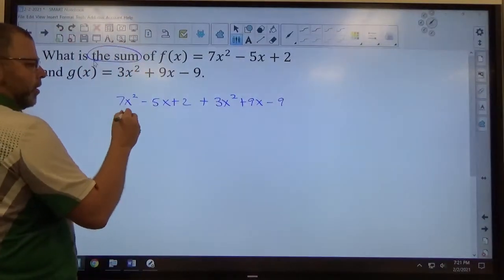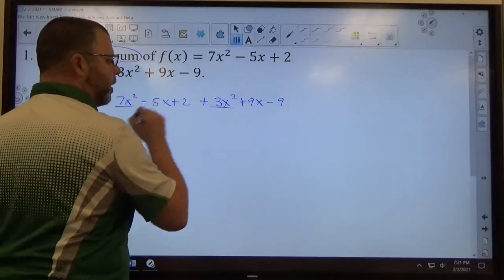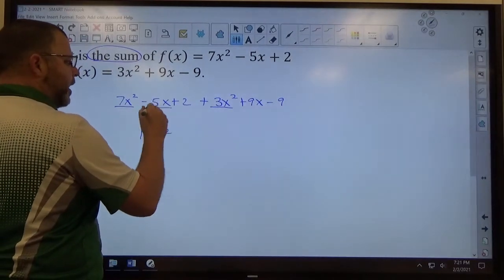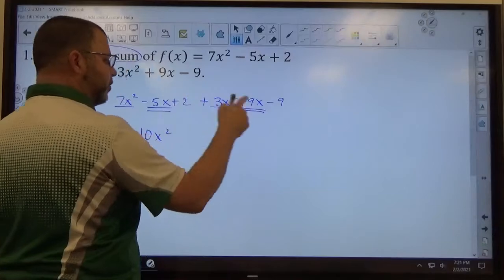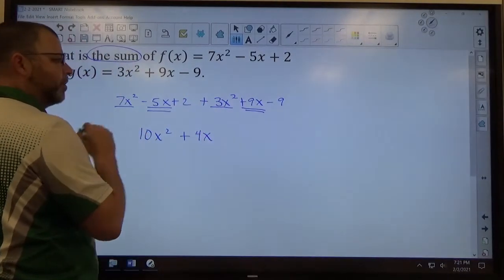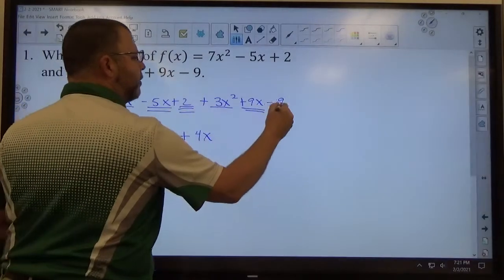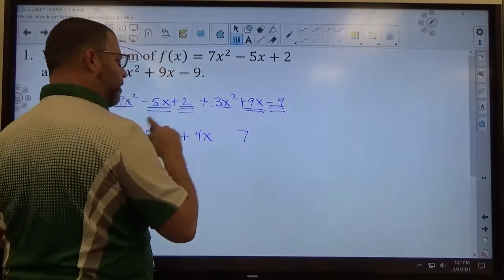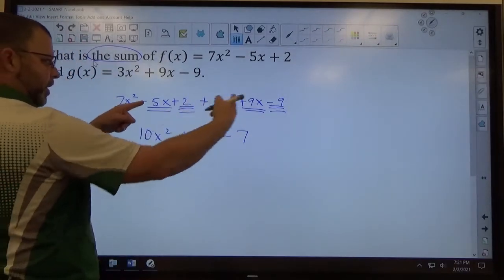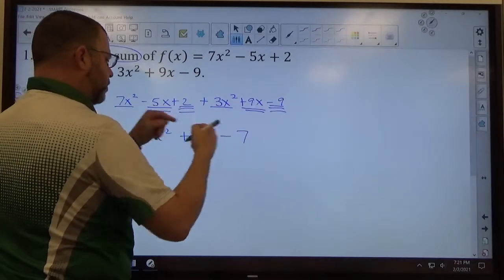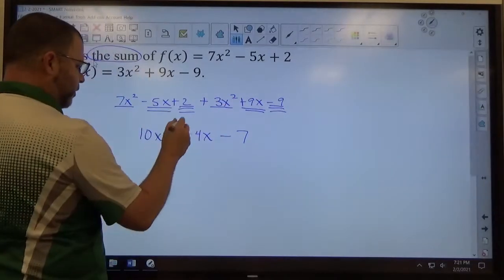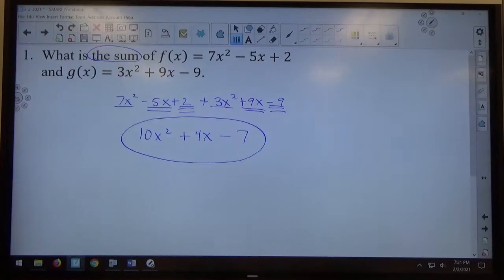And then just combine like terms. Positive 7 and positive 3x squared add up to make positive 10x squared. Negative 5x and positive 9x, those are different signs, subtract to make 4x, and 9 being bigger makes it positive 4x. And positive 2 and negative 9, also opposite signs, subtract to get 7. 9 is bigger than 2, so it's negative 7. So same signs add, different signs subtract, bigger positive, bigger negative. And there's your answer, that's the sum of the functions.